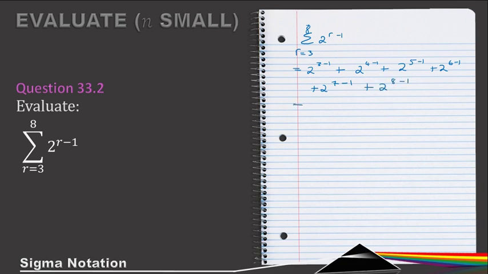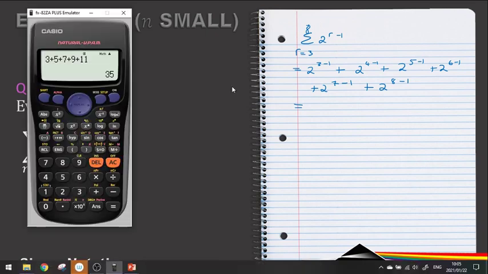Okay, so now I'm just going to substitute this into the calculator as is, just once off. So that's 2 to the power of 2 plus 2 to the power of 3 plus 2 to the power of 4, and then we just continue until the last term.